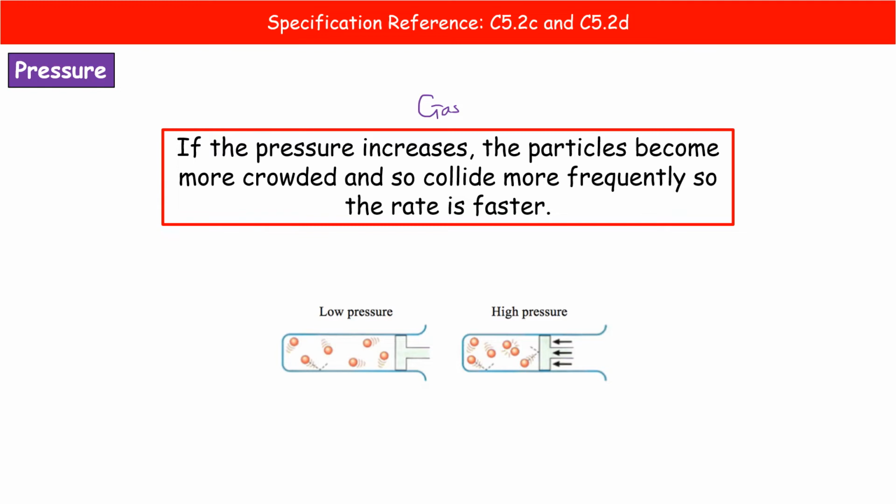If we look at our little diagram at the bottom, we can see that. So what we can see, we've got our 6 particles in our low pressure where we've got quite a nice high volume. As we then decrease the volume, the pressure increases, and you can see those 6 particles are now much more crowded. Therefore, they're going to have more frequent collisions. So, rate of reaction increases.